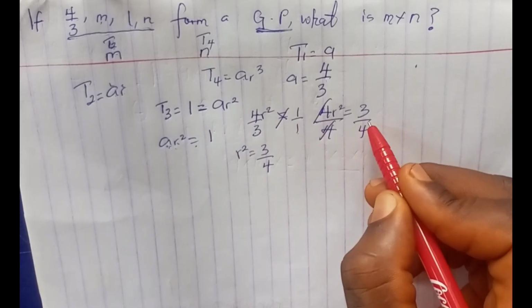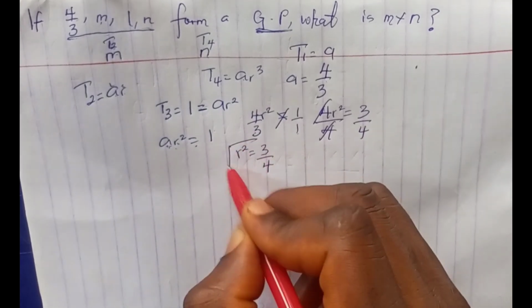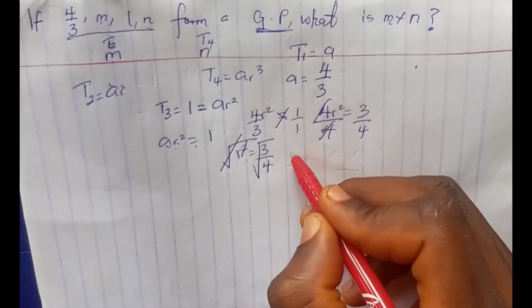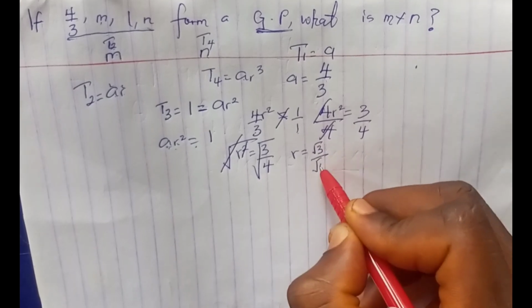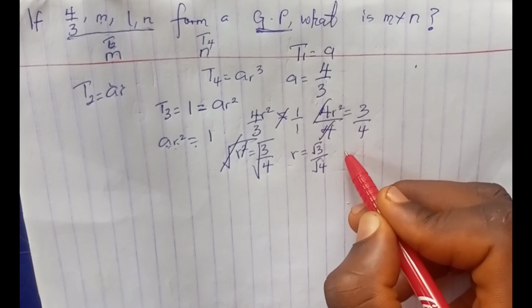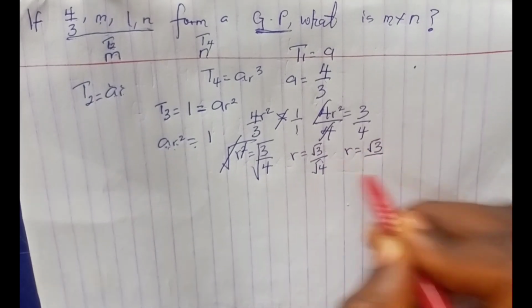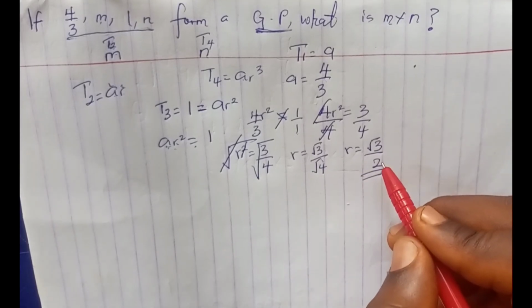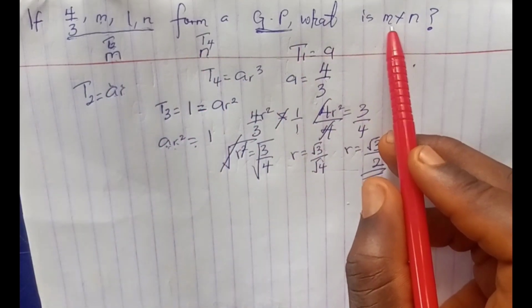So if I want to get the value of r, I have to square root both sides. Because I'm having a square, these two will cancel the square root. So I have r is given by square root of 3 over square root of 4. The square root of 3 over 4 means the same thing as this. So the value of r is square root of 3 over square root of 4, which is 2. So this is the value of r. Now listen, we are not trying to find only the value of r. We are trying to find the value of m and n. Then lastly, we look for m times n.